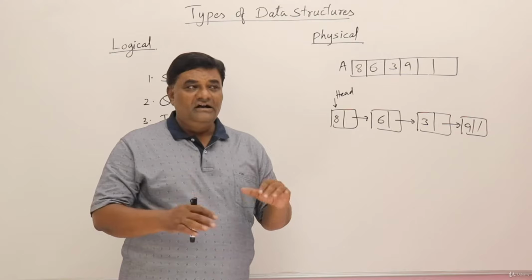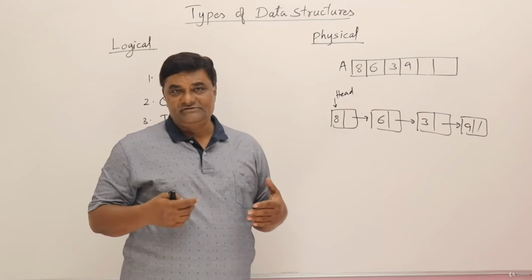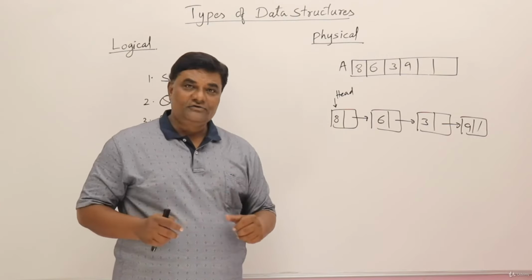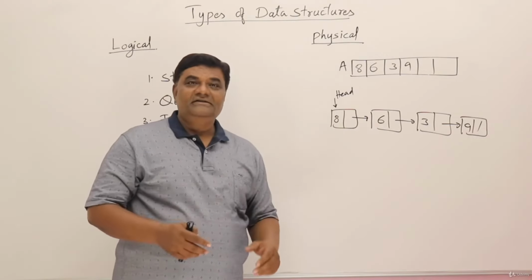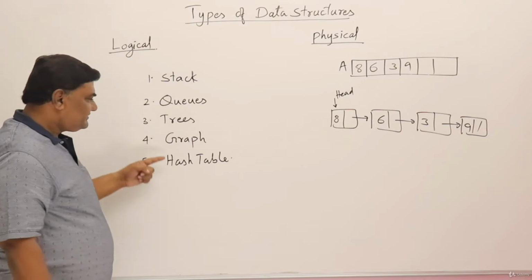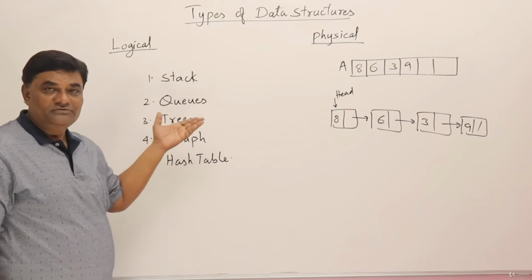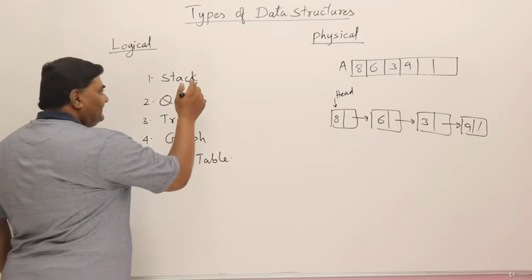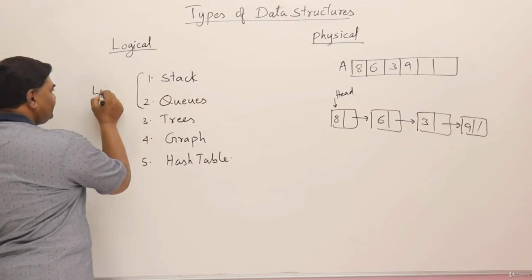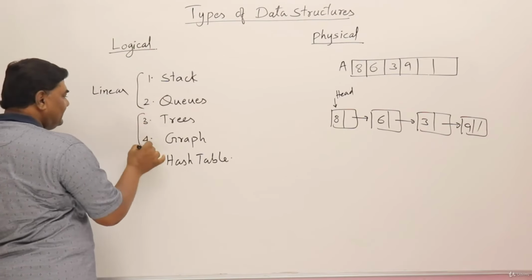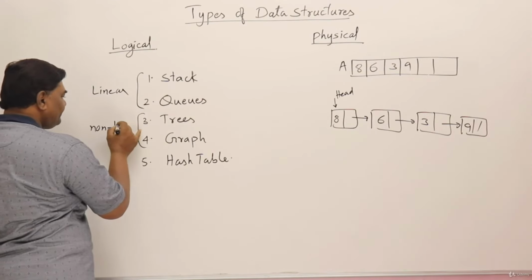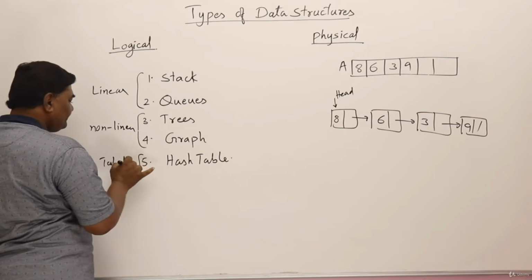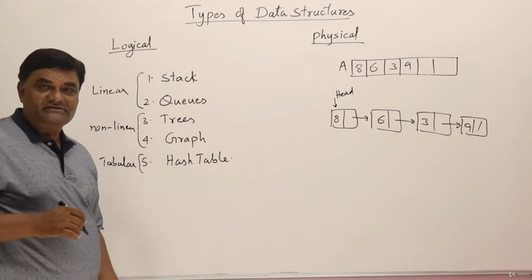Now the question is how you want to utilize those values. How you will be performing insertion and deletion. What is the discipline that you are going to follow? That discipline is defined by these data structures, that is stack, queues, trees, graphs and hash table. These are linear data structures and these are non-linear. And this may be a linear or tabular data structure. Hash table, so it is a tabular data structure.